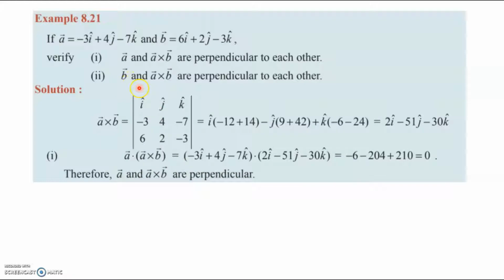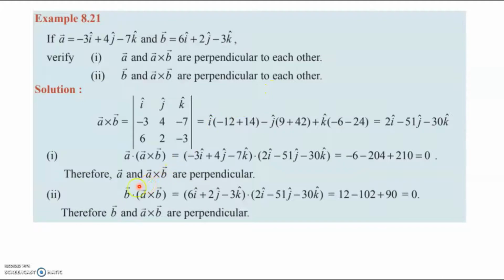Similarly, we need to check that B and A cross product with B are perpendicular. So, applying the same method, B dot product with A cross product with B, substituting the values of B and A cross product with B here and doing the dot product. So, 6 times 2 is 12, 2 times minus 51 is minus 102, minus 3 times minus 30 is plus 90, so your answer is 0. Therefore, B and A cross product with B are perpendicular.